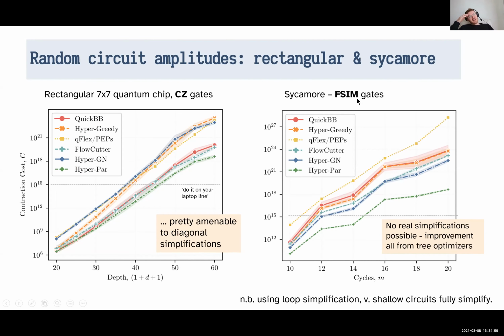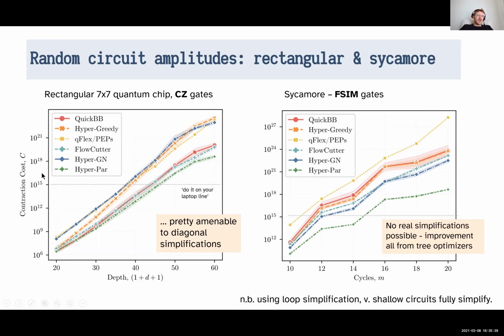So then, the opposite end of the spectrum is computing amplitudes of really random circuits. So this is more results about our exact contraction capabilities, but we have two examples here. One is just a rectangular quantum chip, like a 7x7 qubits here with CZ gates. And of course, because these are controlled gates, they have a nice decomposition and produce a load of this kind of hyperindex style entanglement.